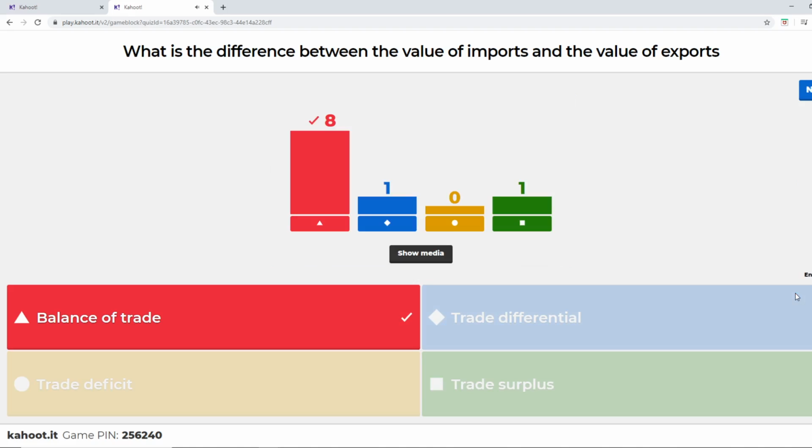Yeah, that's very good. Balance of trade or balance of payments. At this level, they are kind of the same. Of course, they are not the same, but at this level, let's treat them the same.